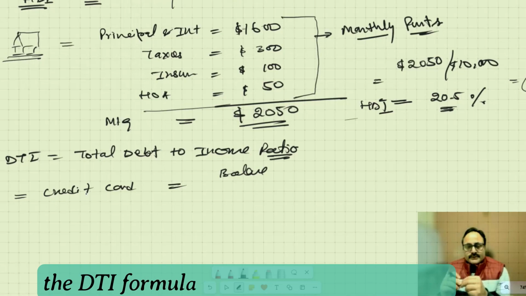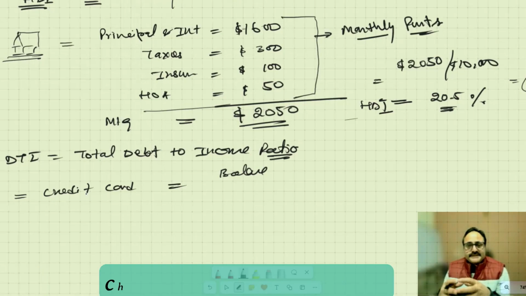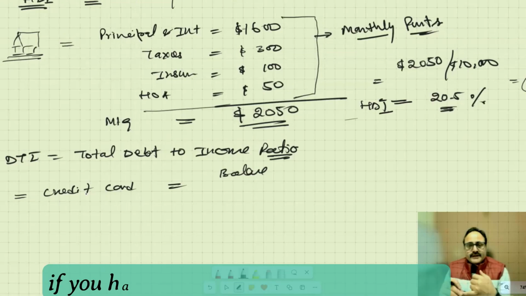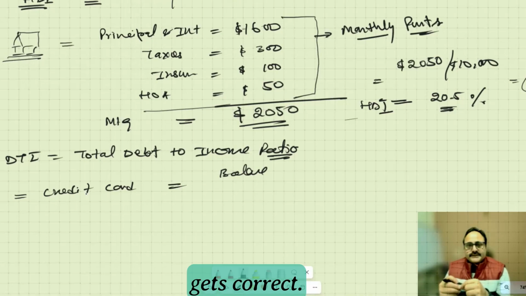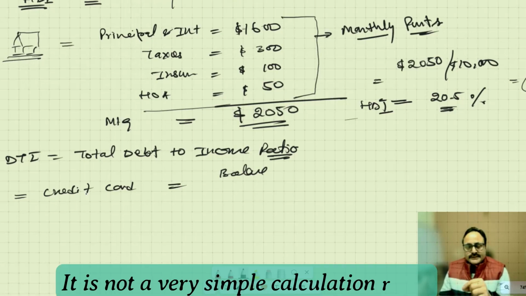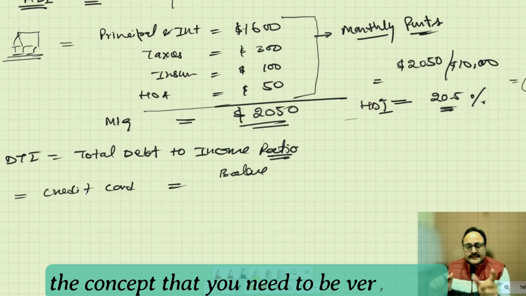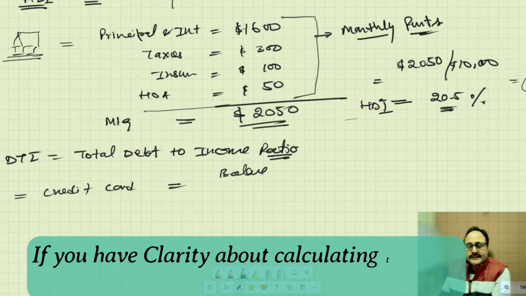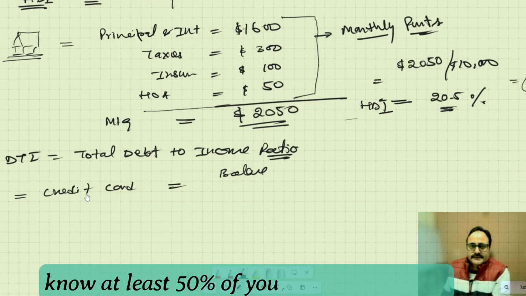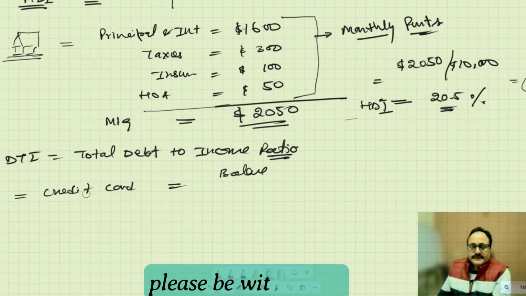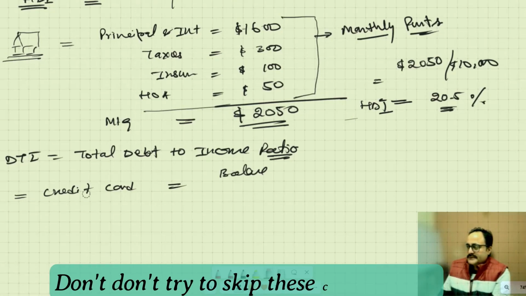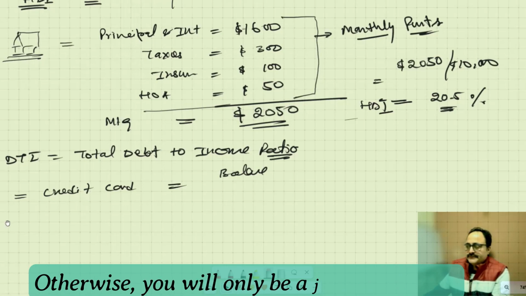And the DTI formula or concept keeps changing according to income. If you have rental income or rental expenses, your DTI formula is going to change. You need to be very clear where to put each amount so that your DTI is correct. It is not very simple, right? The calculation is not just divide and multiply. Here is the concept that you need to be very clear about. If you have clarity calculating the DTI, you know at least 50% of underwriting. So please be with the pen. Don't try to skip these calculations. Otherwise, you will always be a junior underwriter.